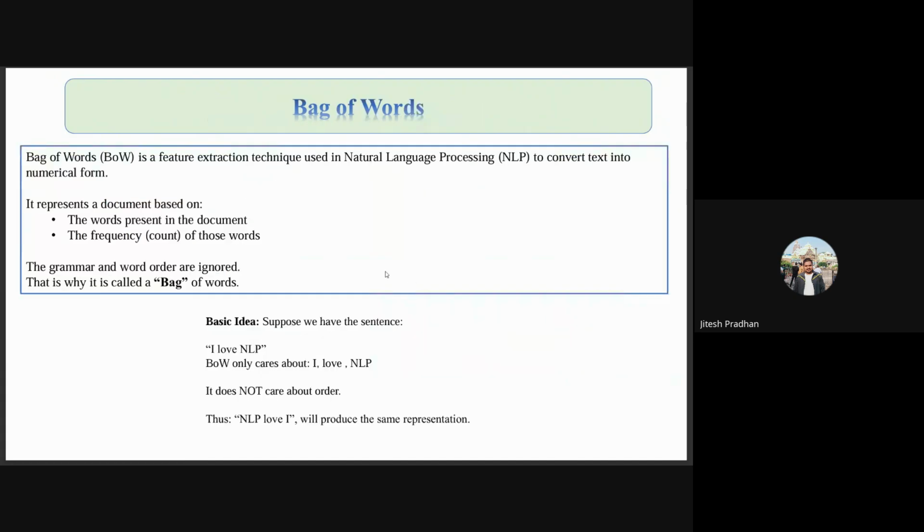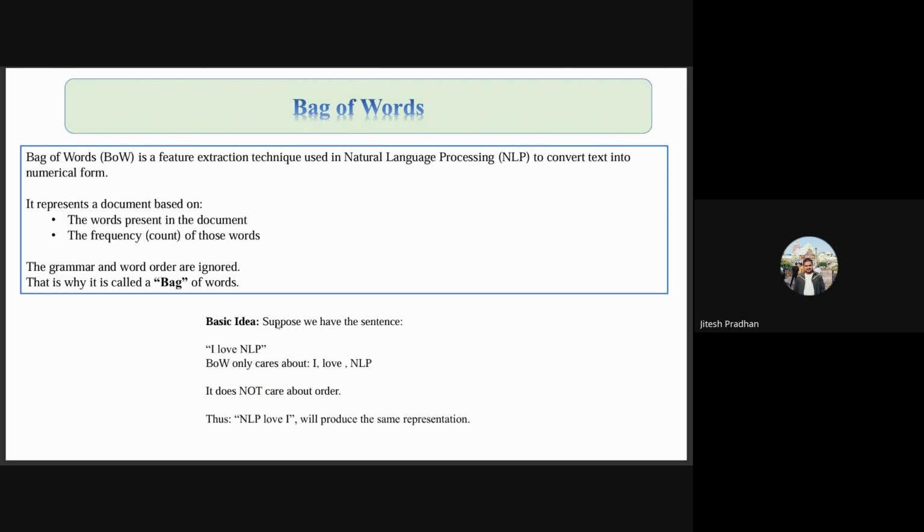Okay, now bag of words is another way of generating the features. Basically, bag of words is a feature extraction technique used in NLP to convert text into numerical form. It represents a document based on the words present in the document. Now we have to find the frequency of those words. That's why we call it a bag of words.